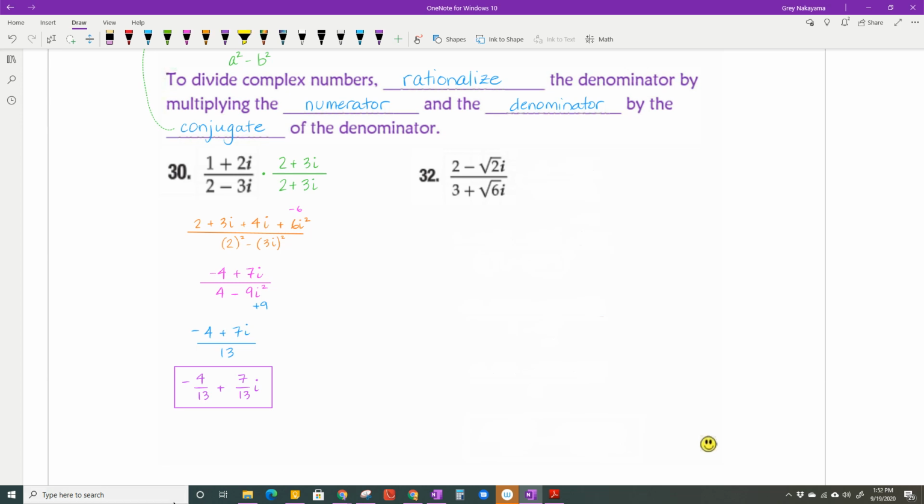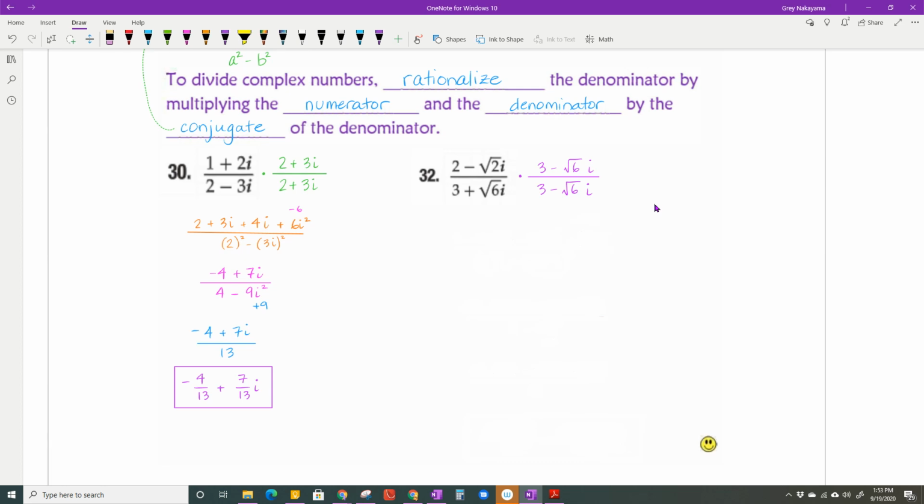So look at 32. 32 gave us a little bit of a punch with a radical, but you're doing the exact same thing. So I'm going to write the bottom. I'm going to multiply times 3 minus the square root of 6i. Now, I didn't have an example of this, but y'all, if there's ever a negative sign in front of here, it stays negative. You don't ever change it. Again, multiply the top and the bottom by the same thing.